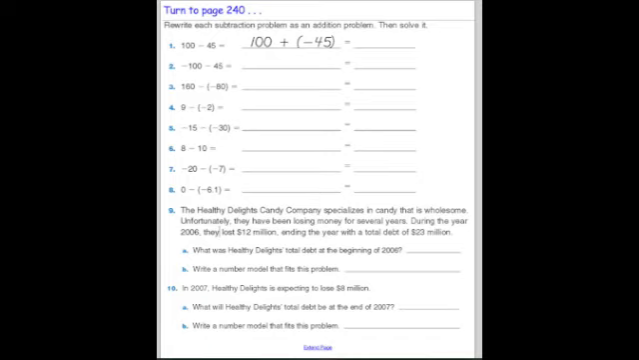Turn to page 240. It says to rewrite each subtraction problem as an addition problem and then solve it. They did the first one for us. Number 1 said 100 minus 45, and they wrote it as 100 plus parentheses -45 to make it into an addition problem. So if we look at number 2, it says -100 minus 45. So we can keep -100 the same, and then to make it into an addition problem, we put our plus sign, and parentheses, -45.